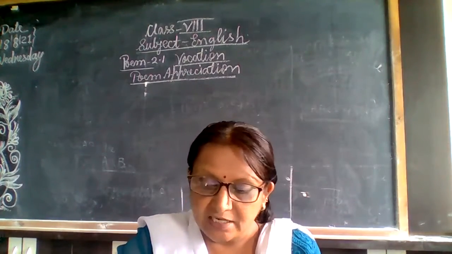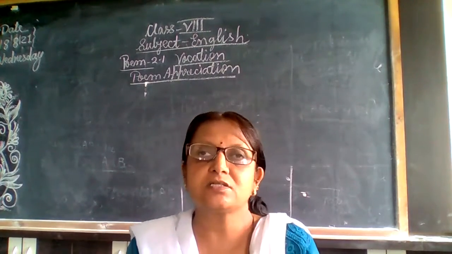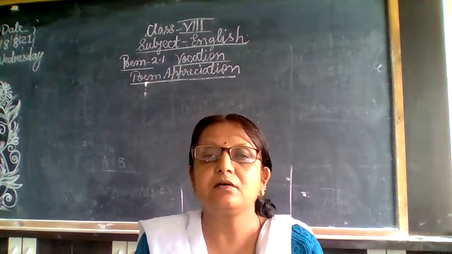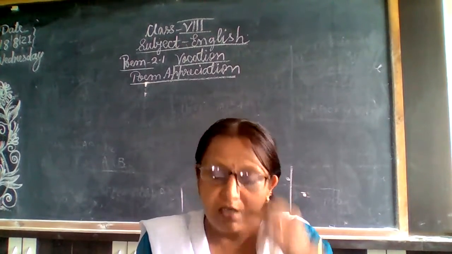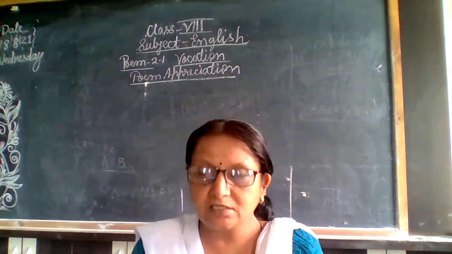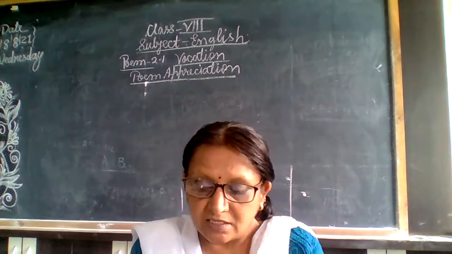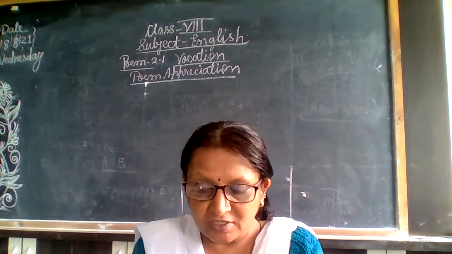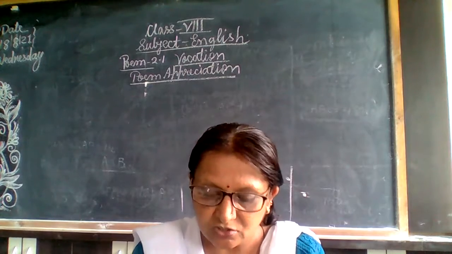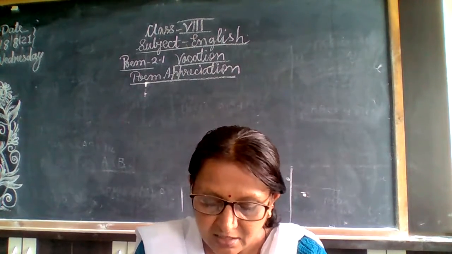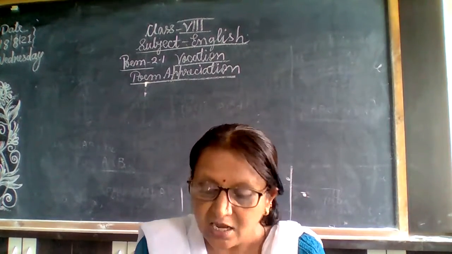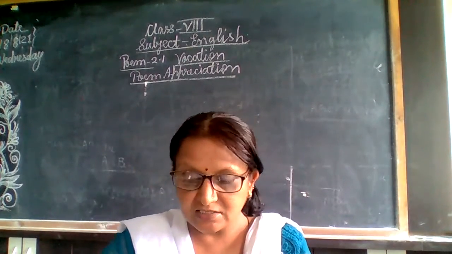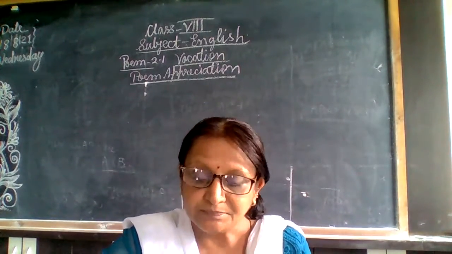Yesterday we talked about the poem Vocation. So we have completed that poem, and today we are going to discuss the poetic devices, that means the rhyme scheme and the figures of speech in the poem. As we see in this poem, the first stanza is of 4 lines, the second stanza is of 7, and the third stanza again is of 9 lines. So the lines are not equal in each stanza.